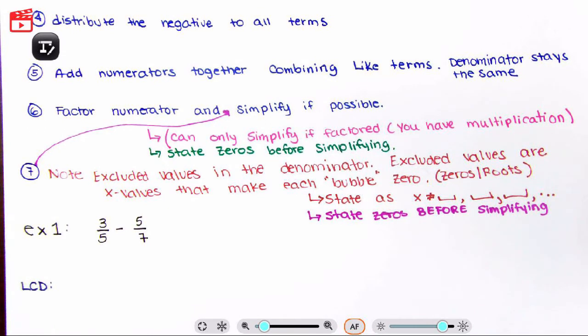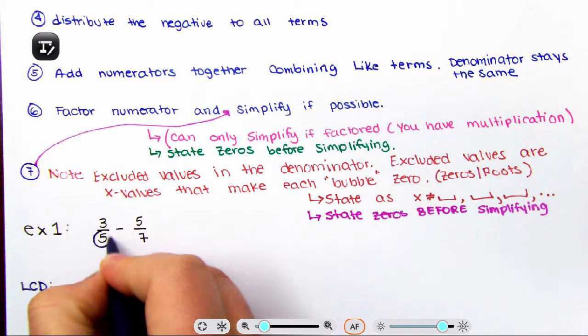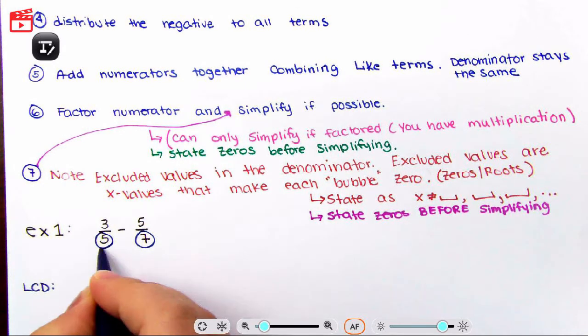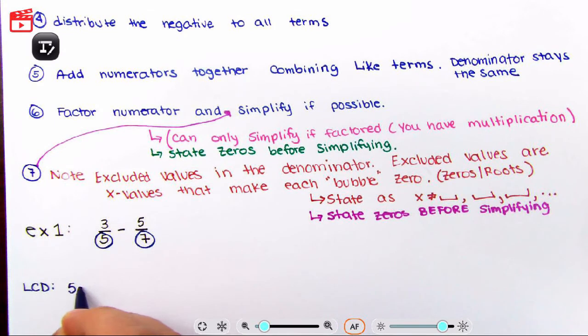Now that is your least common denominator. What is the smallest thing that 5 and 7 can create to make that denominator? So what you're going to do is take everything. So I have a 5 here. You're going to have a 7. And you're going to ask yourself what is missing from each denominator.